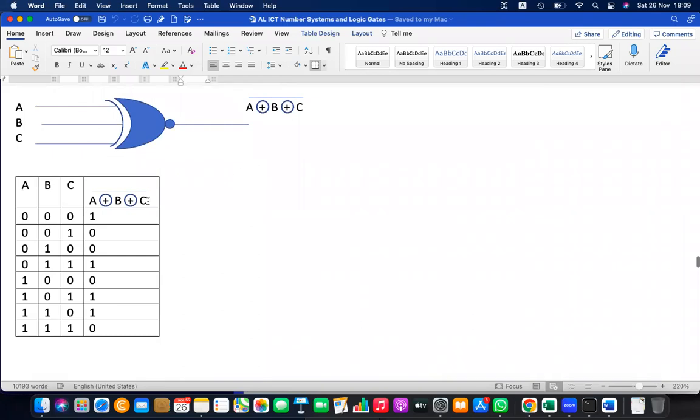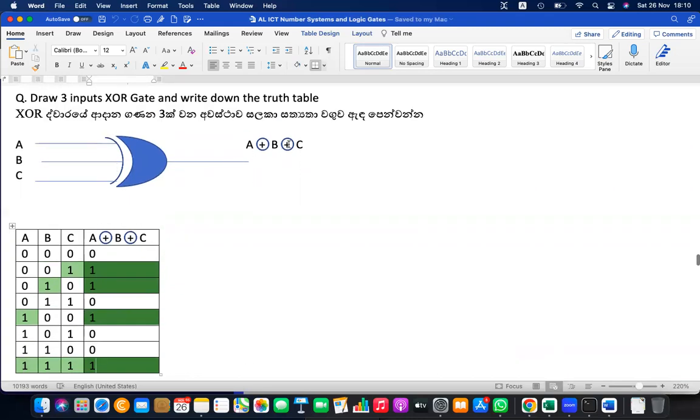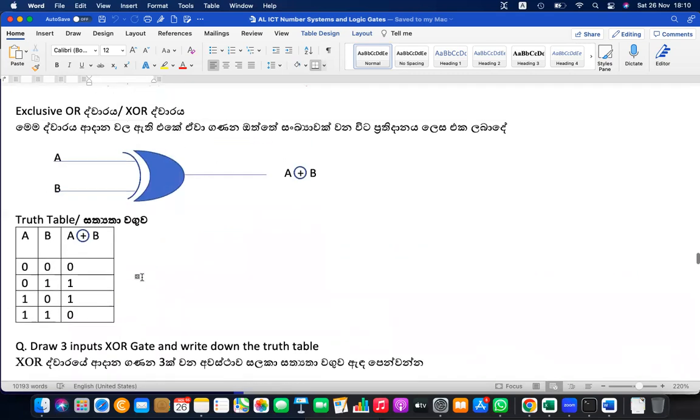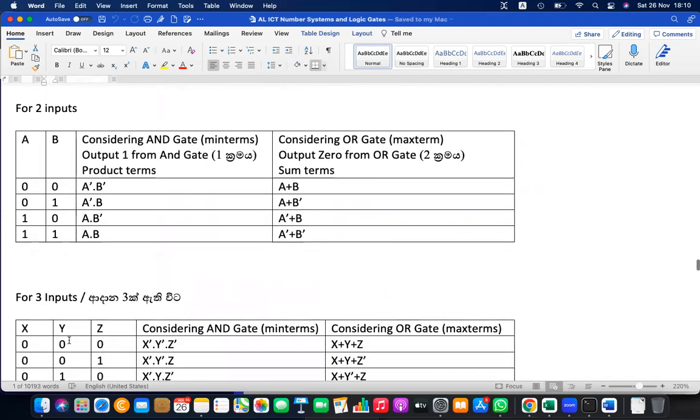What is the specialty of the XOR gate? The XOR gate outputs 1 when there is an odd number of ones. Here one 1, then 1. Here also an odd number of ones, then 1. Even, then 0. Two ones, even, 0. Here three ones, odd, then 1. That is the XOR gate. It can be a 3-input XOR or a 2-input XOR. The 2-input XOR is the same: only a single 1 gives 1, but two ones give 0. Then we also learned XNOR.